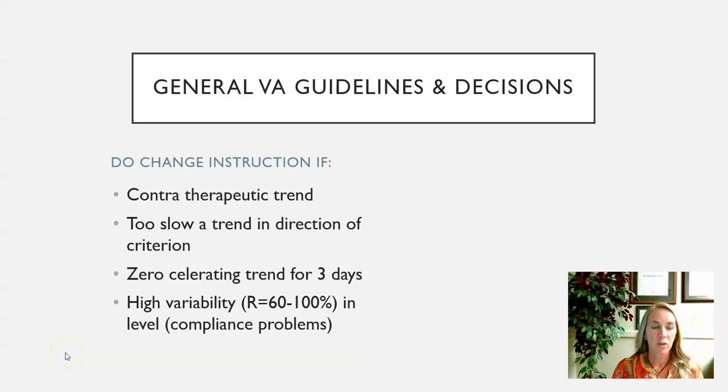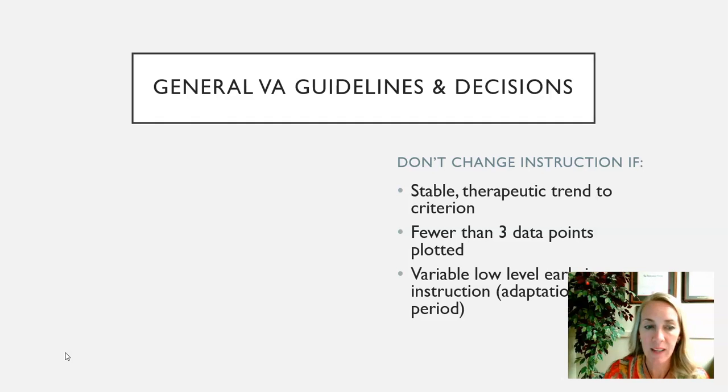So what are we going to use this visual analysis to do? We need some general guidelines. When are we going to change instruction or not? Well, we do want to change instruction if we get a contratherapeutic trend, if our trend is too slow, and we're not reaching our aim. Additionally, if we have variable data, we need to change something up so that we can get a cleaner look at behavior. Now, you're doing great if you have a stable therapeutic trend and you're heading toward that criterion.